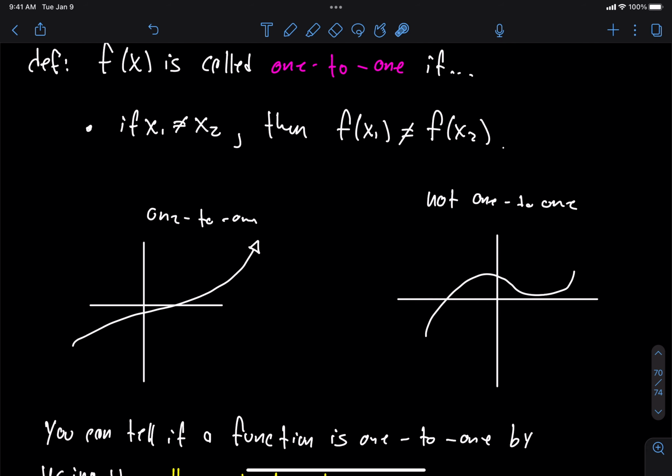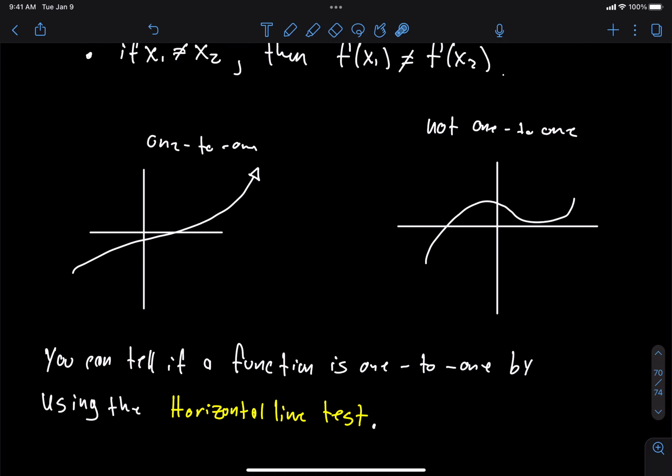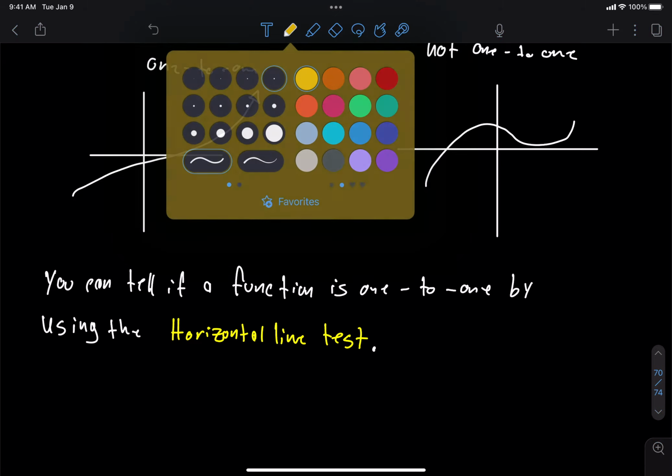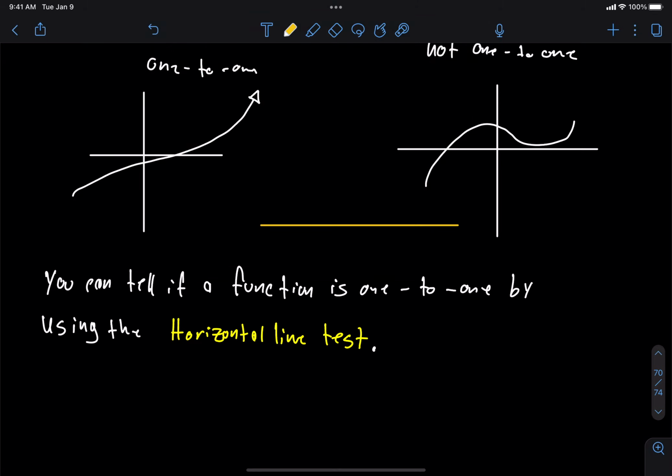So how can you tell if a function is one-to-one? It's the easiest thing in the world. If you have a graph, you just check if it passes the horizontal line test. Okay, so what does the vertical line test tell us, actually? Yeah, it tells us whether a relation is a function, okay? The horizontal line test will be used to tell us whether a function is one-to-one.